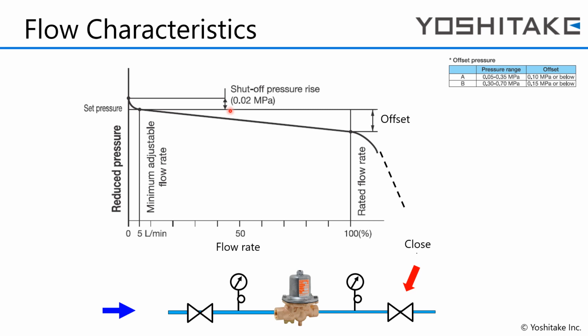The pressure reducing valve is used in the range between the minimum adjustable flow rate and the rated flow rate. If the flow exceeds the rated flow rate, the pressure reducing valve cannot adjust the pressure and cannot maintain a constant pressure.